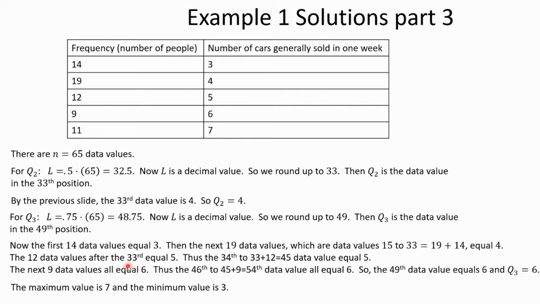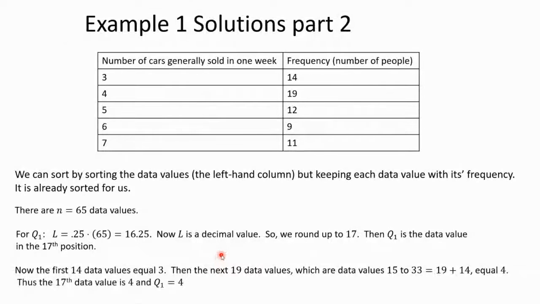Next, the next 9 data values all equal 6, right? Frequency is 9, data value 6. So what are the next 9? Well, that's from 46, 47, up to 45 plus 9, which is 54. Theoretically, you could list them all, but hopefully you see that you don't have to. I really hope you understand how we're getting these. But the 49th data value we get is 6. So Q3 is 6. And again, 7 is the maximum, the minimum is 3.